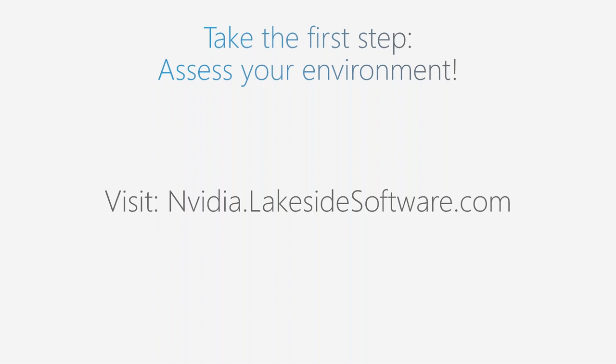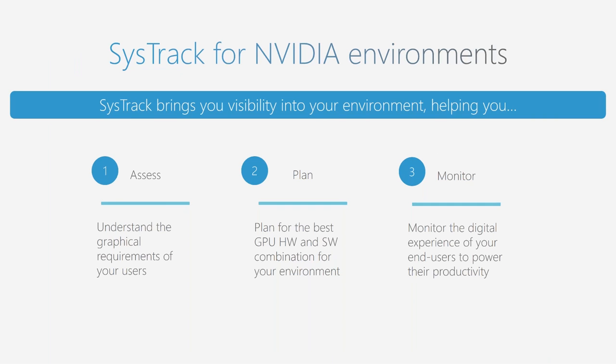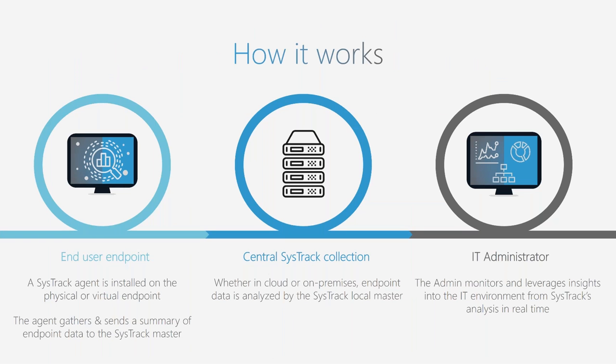Well, one of the questions I had was how is Systrack gathering that data from the endpoints? Yeah, so going back a couple of slides, we basically have a Systrack agent that is installed on a physical or virtual endpoint. It gathers and sends a summary of that endpoint data to the Systrack master. And then an IT admin on the other end can monitor and leverage those insights within the Systrack instance via dashboards and whatnot. So it is via an agent that's deployed directly on that endpoint.